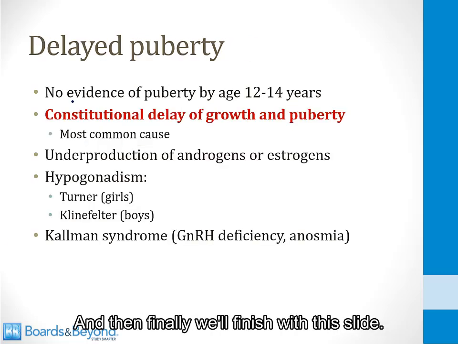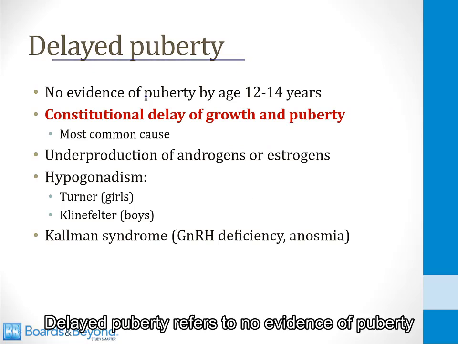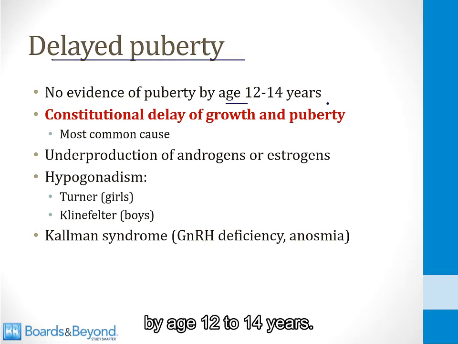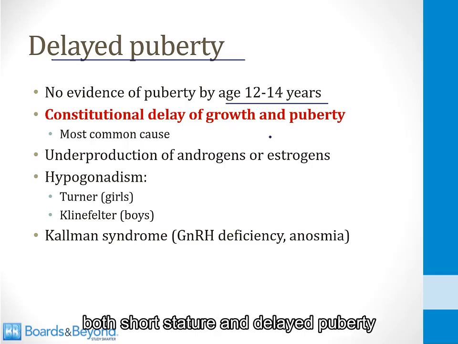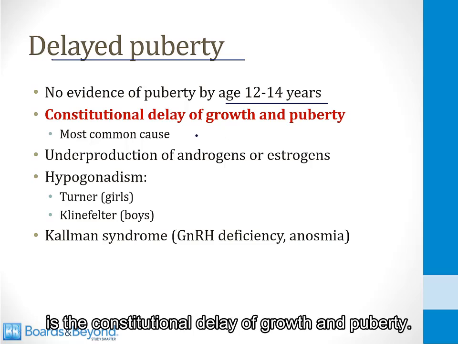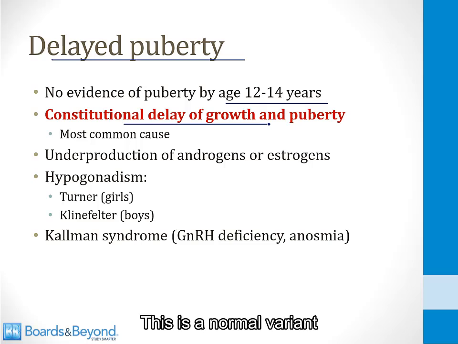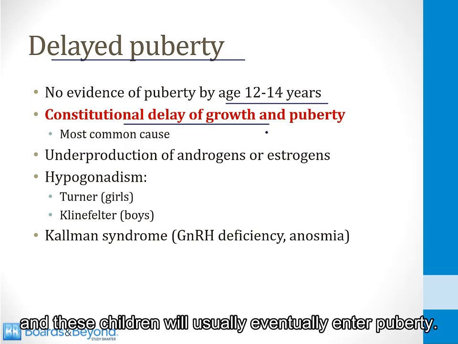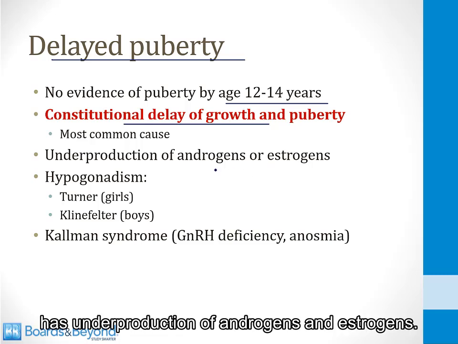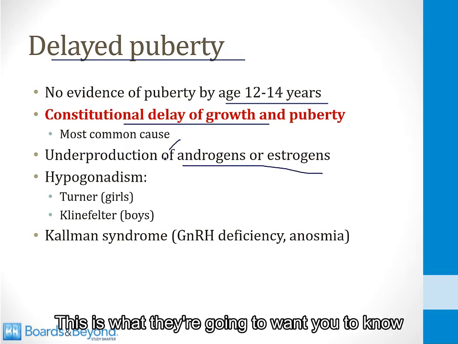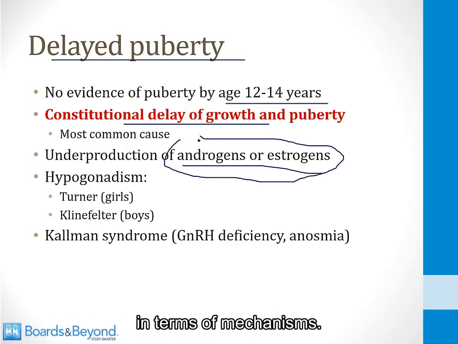And then finally, we'll finish with this slide. Delayed puberty refers to no evidence of puberty by age 12 to 14 years. And as I mentioned earlier when talking about short stature, the most common cause of both short stature and delayed puberty is the constitutional delay of growth and puberty. This is a normal variant, and these children will usually eventually enter puberty. In terms of step 1, what you want to remember is anyone with delayed puberty has underproduction of androgens and estrogens. This is what they're going to want you to know in terms of mechanisms.